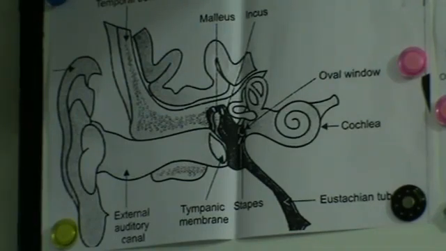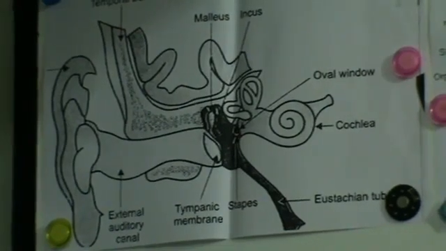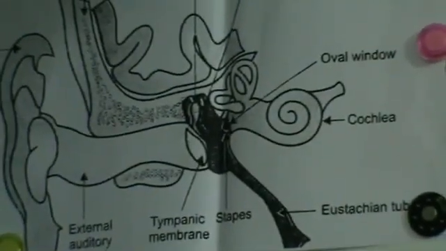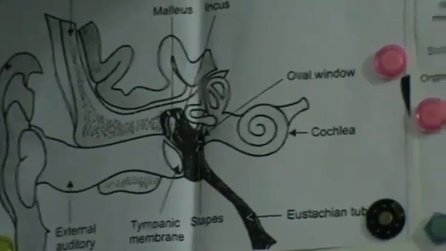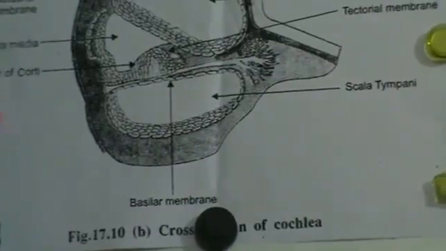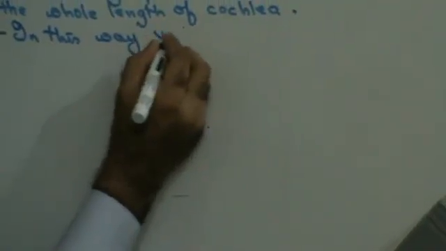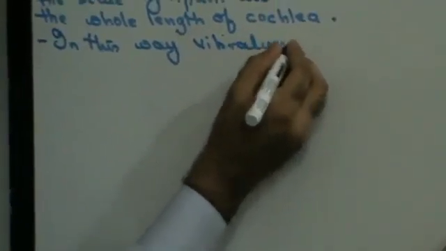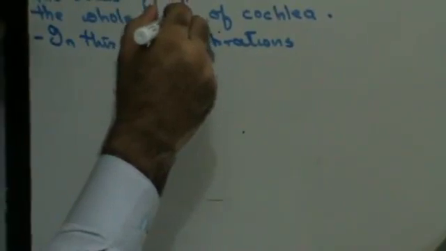So in this way, by traversing the whole length, the vibrations are set up in the perilymph because they pass through the perilymph and they go into the basilar membrane. Here's your basilar membrane, right? They would reach the basilar membrane. Let's take this down. In this way, vibrations are set up in the perilymph.